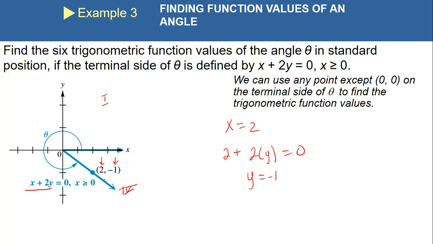It didn't have to be 2. I could have chosen 1. I could have chosen 3. I could have chosen whatever I wanted for x, as long as it satisfied this one rule. Does that make sense? Okay.